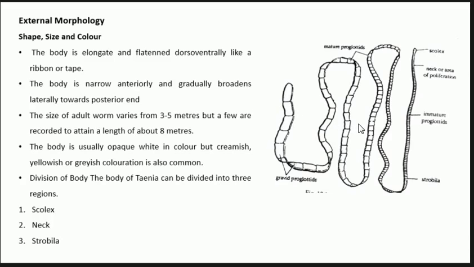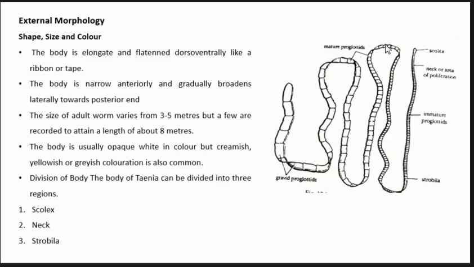The size of this particular tapeworm varies from 3 to 5 meters, but a few are recorded to attain a length of about 8 meters. They can go up to 8 meters. Generally it is 3 to 5 meters, but if the person comes to know about the tapeworm early and medication starts, then it will not necessarily reach 3 to 5 meters; even at 1 meter they will be destroyed. So it can grow this large. The body is usually opaque, white in color, but creamy, yellowish, greyish coloration is also common in these.